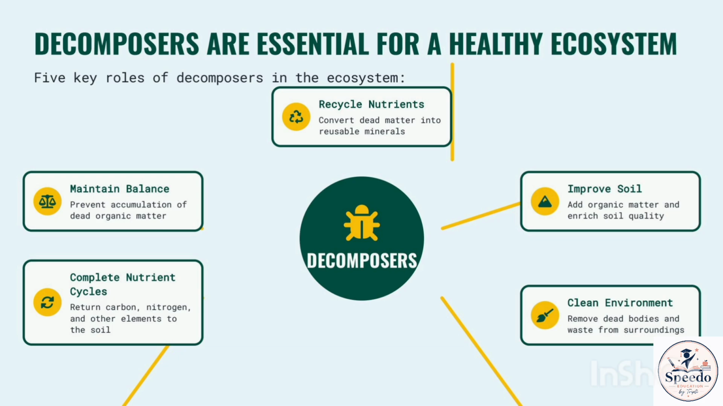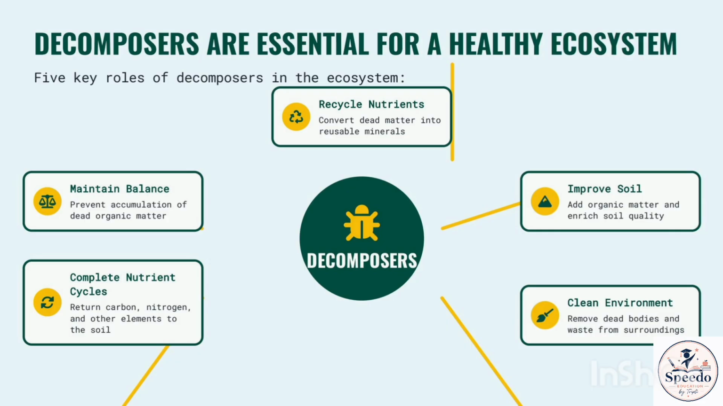First, they recycle nutrients. When plants and animals die, decomposers break them down and return essential nutrients to the soil. Plants absorb these nutrients through their roots and use them for growth. Without decomposers, nutrients would remain locked inside dead organisms. Second, they improve the soil's fertility. As decomposers break down organic matter, they form humus, a dark nutrient-rich material that improves soil quality. Humus increases the soil's ability to hold water and provides minerals needed for healthy plant growth.